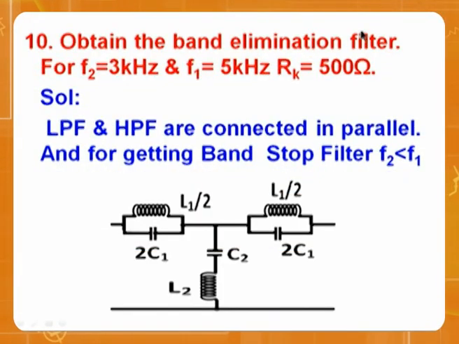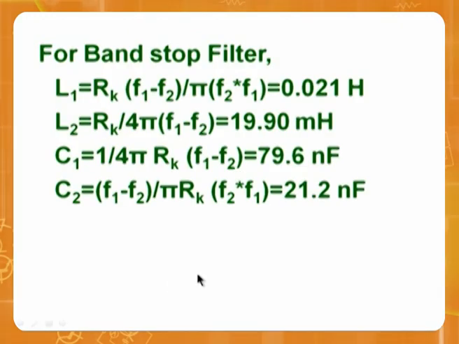Let's go to the 10th problem. We need to design a band elimination filter with F2 3 kilo, F1 5 kilo, RK is here. This is a circuit we know, and these are the formulas we know. Calculate them as we already discussed in the theory, and substitute according to the circuit arrangement.